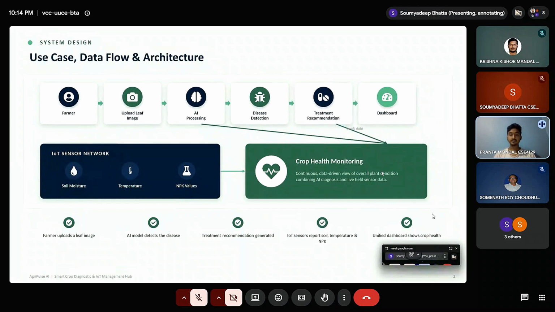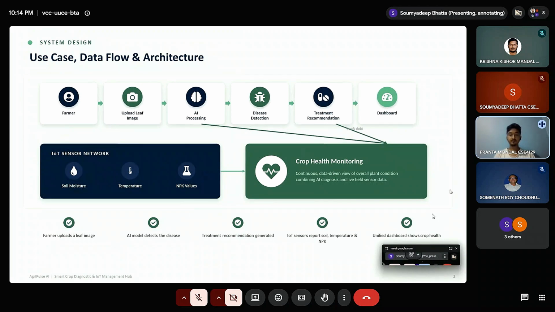The workflow begins at the upstream with the farmer, who interacts with our system by uploading a standard image of an infected or suspected crop leaf. This image is immediately processed via our AI inference engine, which isolates features to execute precise disease detection. Once a disease is classified, our system pulls specific prescriptive actions to form a step-by-step treatment recommendation.